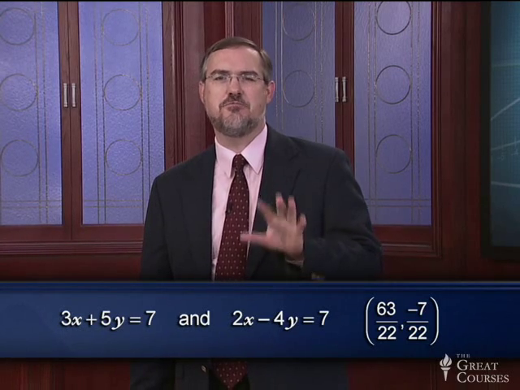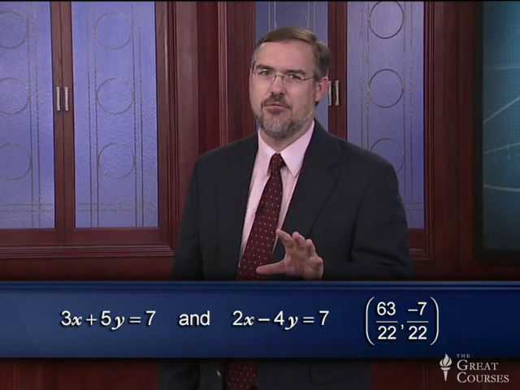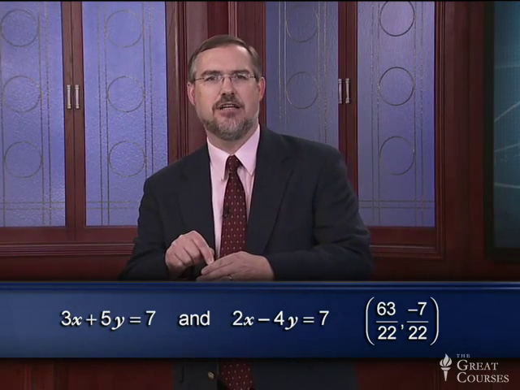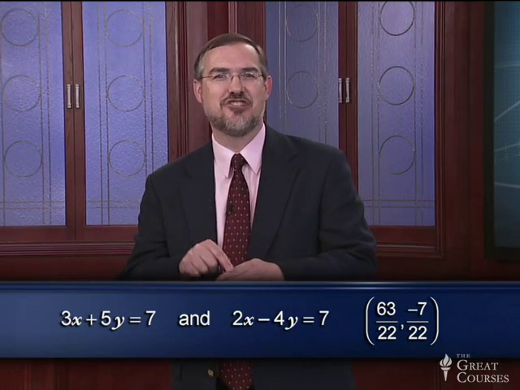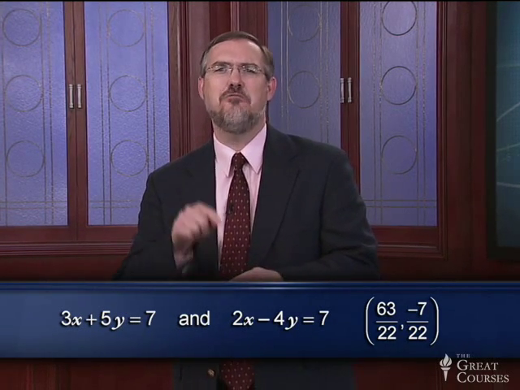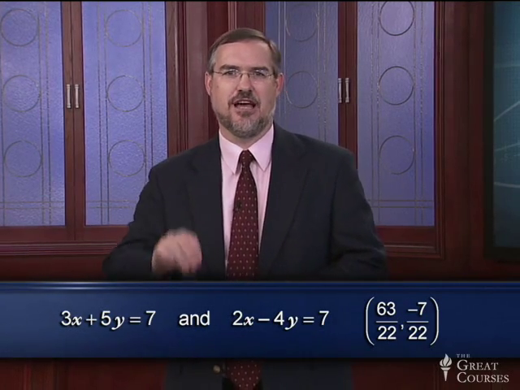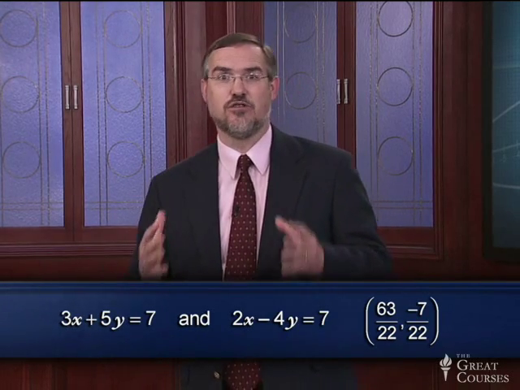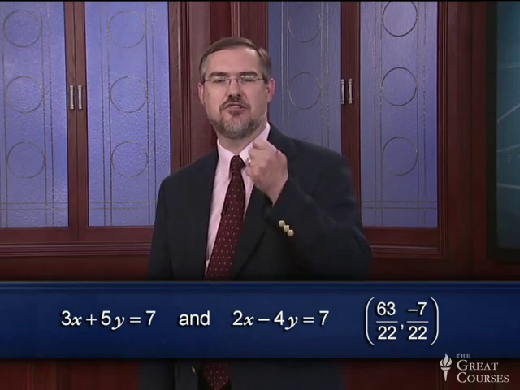Let's be honest. If you were drawing those 2 lines on graph paper and you tried to pinpoint exactly the intersection point as 63 over 22 and negative 7 over 22, it would be impossible to determine that that's the exact point for that intersection. So even with really good graph paper and really good eyes, it would be very difficult to identify that specific point.